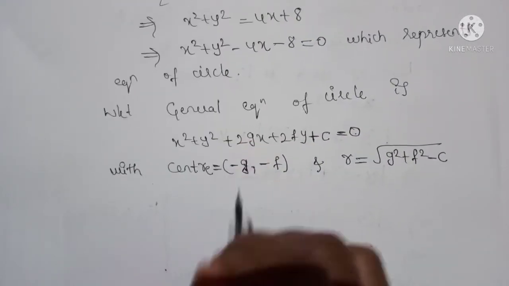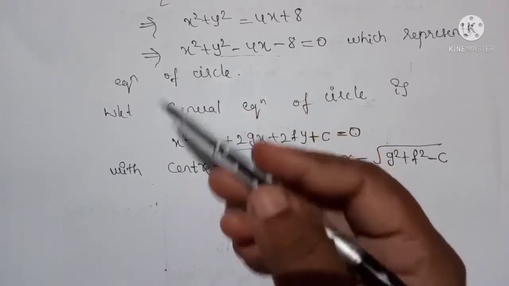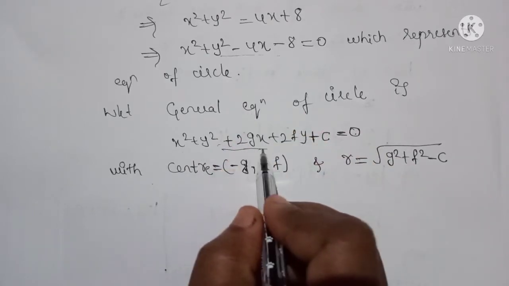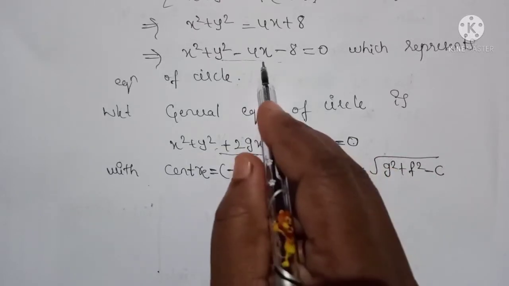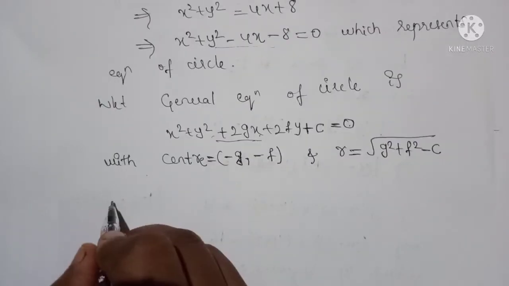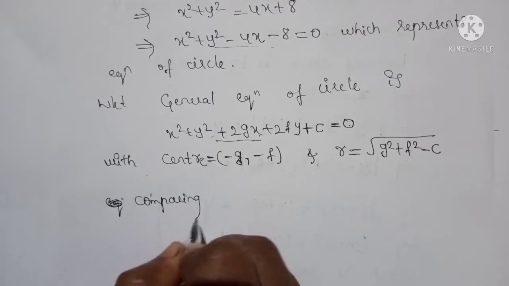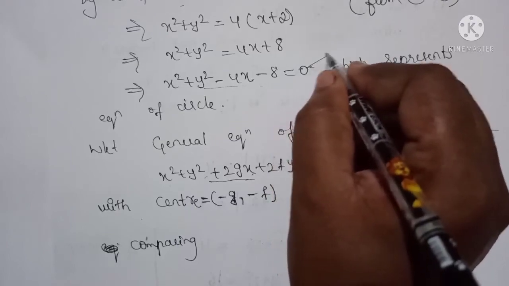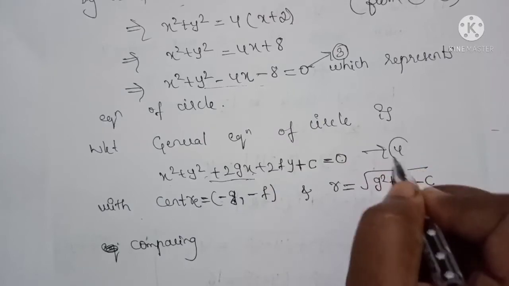Now comparing this equation of the circle with the general equation, you can observe that in the place of x square we have y square, but in the place of 2gx we have minus 4x. So equating the coefficient of x, we get, or we directly write, comparing. Already we have taken equations 1 and 2, so give the names: this is equation 3 and this one is equation 4.